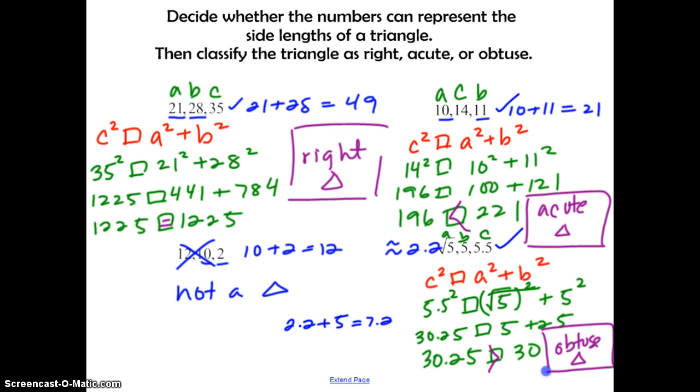Okay. So this is why I want you to set it up c squared box a squared plus b squared. Because if c squared is smaller, it's an acute triangle. If c squared is bigger, it's an obtuse triangle. If c squared is equal, then it's a right triangle. And we're done.